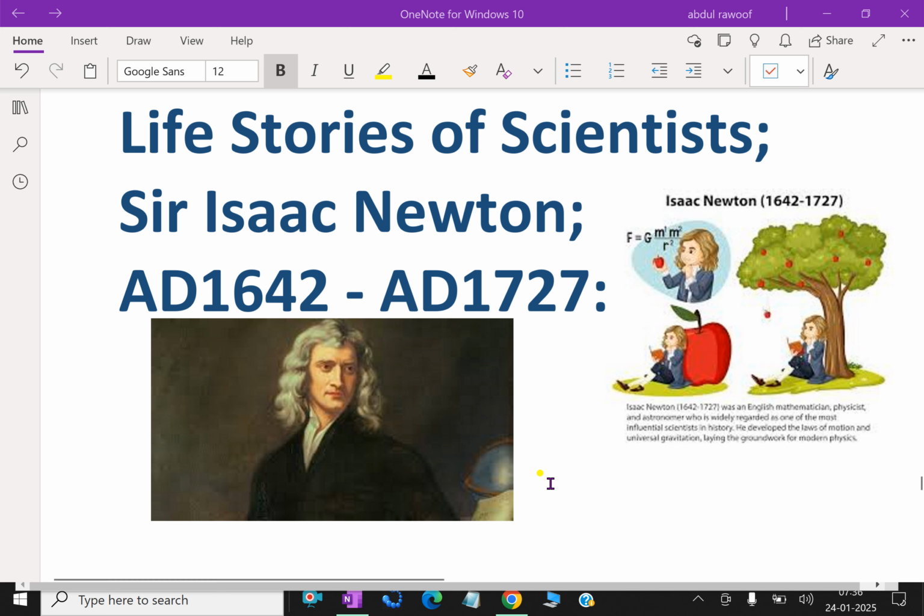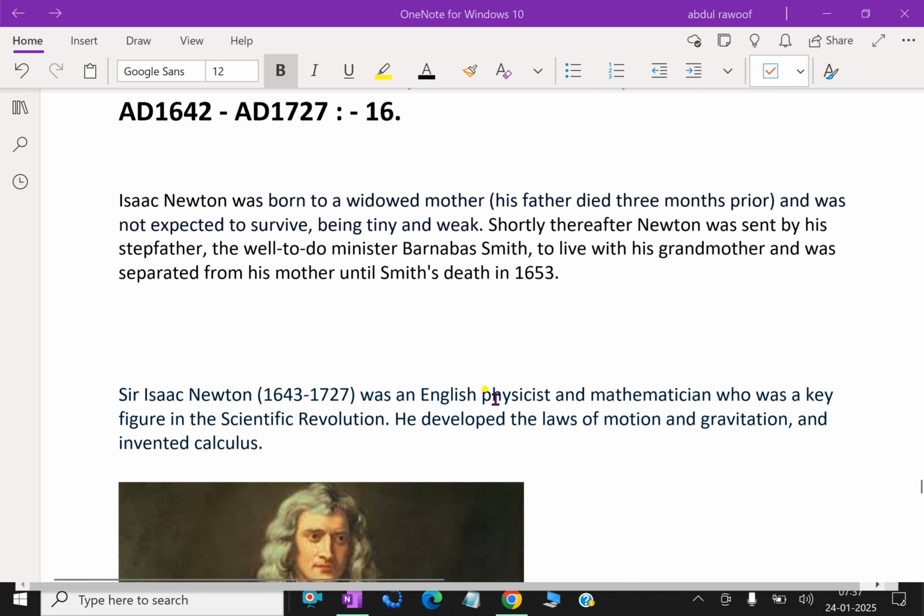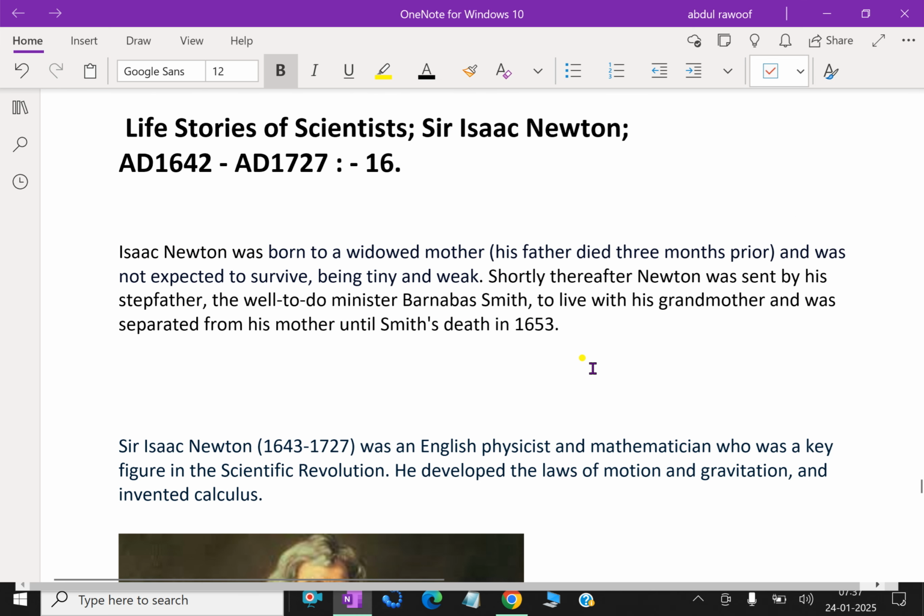Now we'll discuss more about Sir Isaac Newton. Sir Isaac Newton was born to a widowed mother. His father died 3 months prior, and he was not expected to survive, being tiny and weak. Shortly thereafter, Newton was sent by his stepfather, the well-to-do minister Barnabas Smith, to live with his grandmother, and was separated from his mother until Smith's death in 1653.